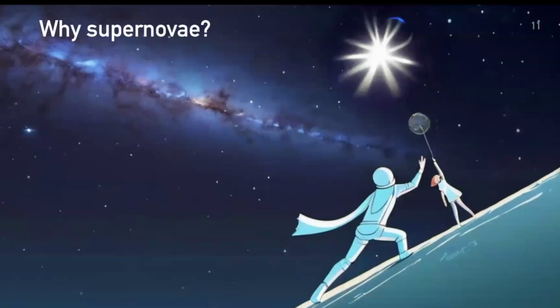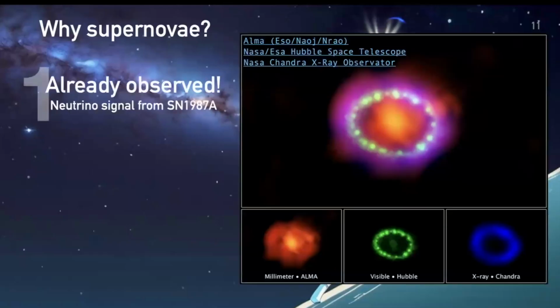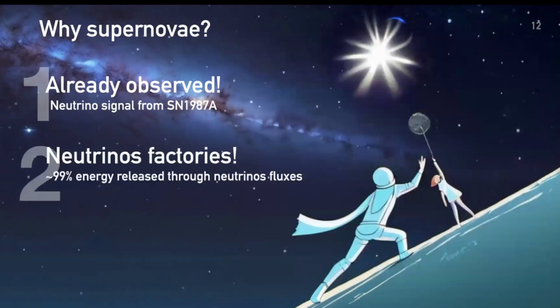Why are supernovae important to study neutrino properties, to perform neutrino physics? Well, first of all, because we already observed a neutrino signal coming from a supernova, the supernova 1987A, from which we have already been capable of putting some bounds on several neutrino properties, such as the ones that I showed you in the previous slides on neutrino mass and neutrino decay.